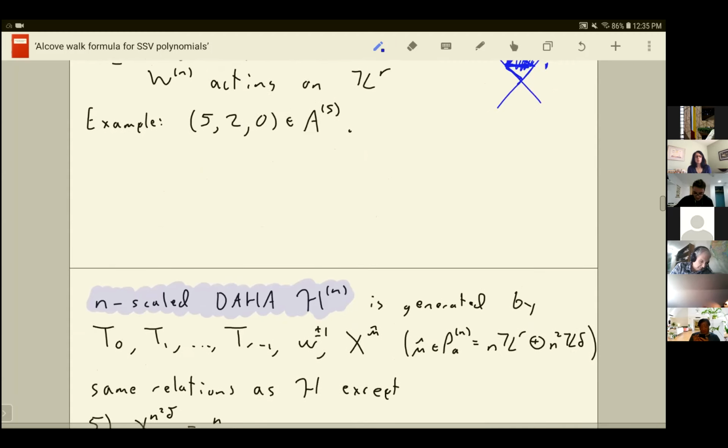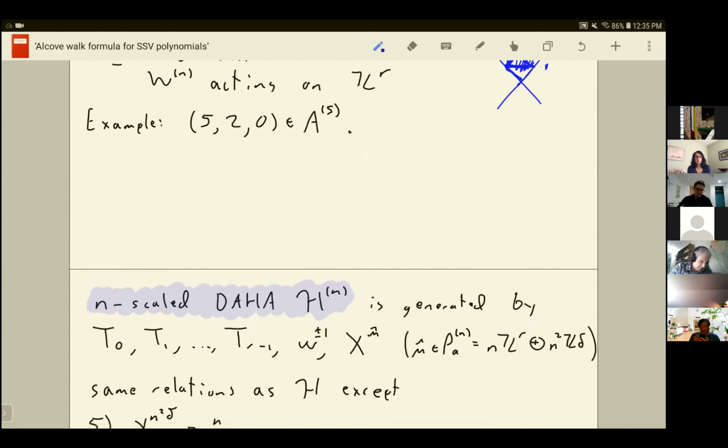Okay, and in this setting, we also want to scale the double affine Hecke algebra. This really is just for bookkeeping. It's going to be isomorphic to the usual double affine Hecke algebra, and so we'll keep the notation as similar as possible. So we have generators T0 up to T_{r-1}. We have omega plus minus 1.